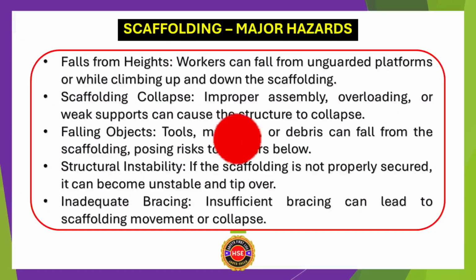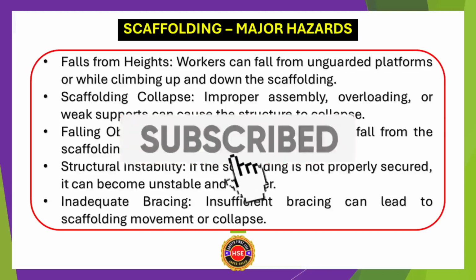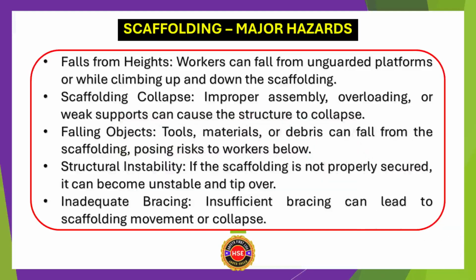Number 2, scaffolding collapse. Improper assembly, overloading, or weak supports can cause the structure to collapse. Number 3, falling objects. Tools, materials, or debris can fall from the scaffolding, posing significant risks to workers below. Number 4, structural instability. If the scaffold is not properly secured, it can become unstable and tip over. Number 5, inadequate bracing. Insufficient bracing can lead to scaffolding movement or collapse.